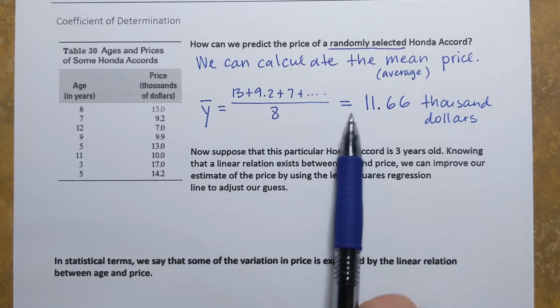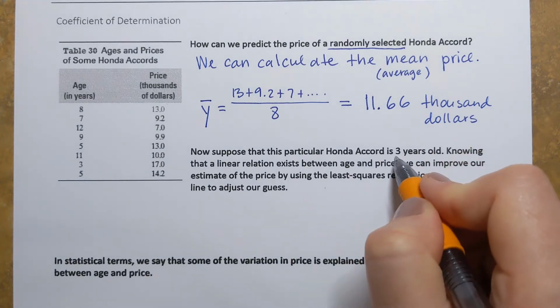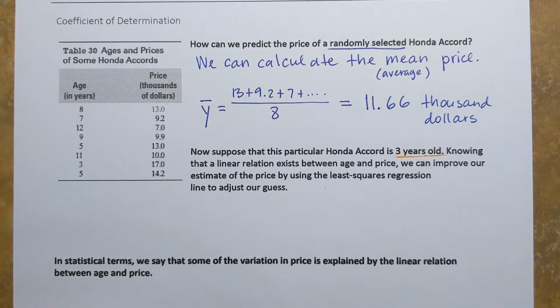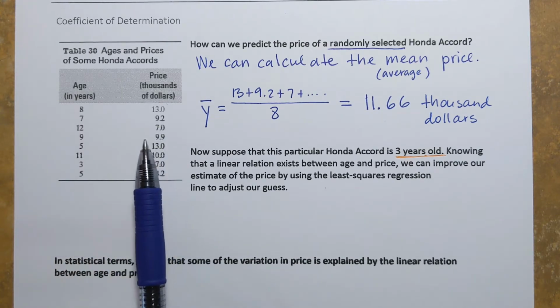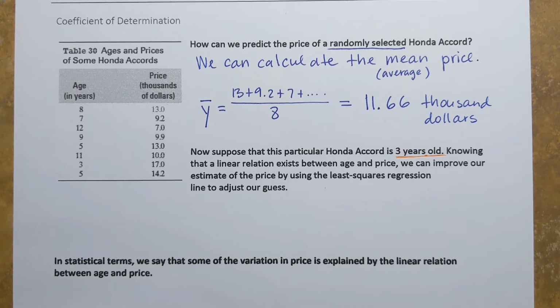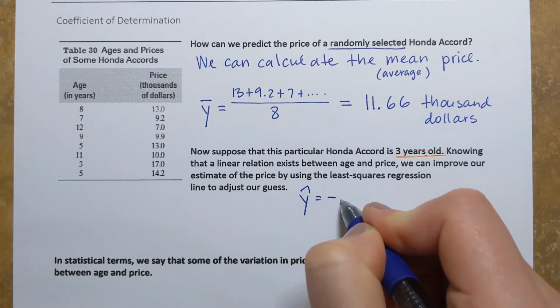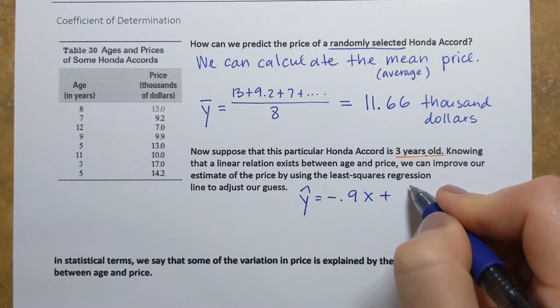But now suppose that this particular Honda Accord is 3 years old, so we have additional information, right? Now it's not random, we also know its age. And we know that there's a linear association between age and price. We already showed that in a previous exercise. That means that knowing the age, we can improve our estimate by using the least squares regression line, or the regression equation. This is how the regression equation looks for this data. Again, we found it in our previous exercise.